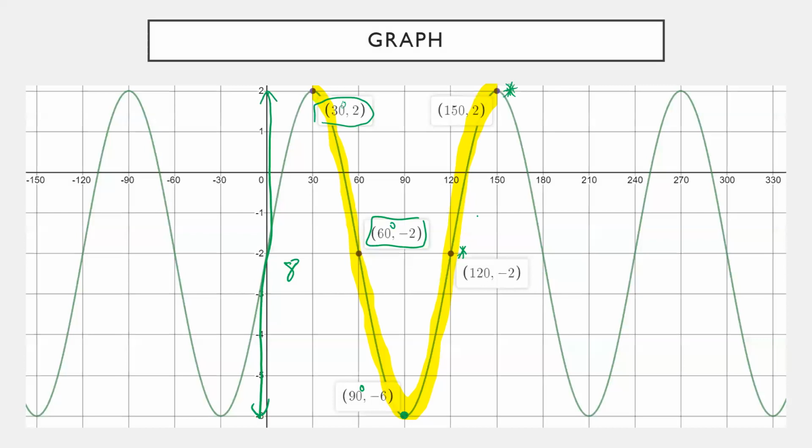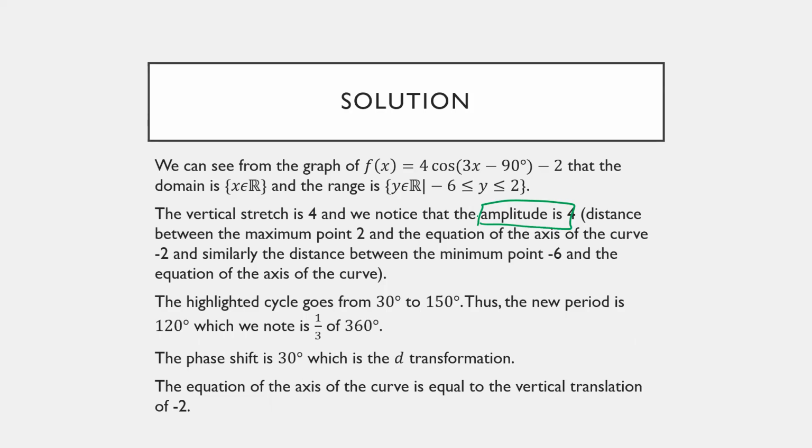The highlighted cycle that we had, so the new cycle that we looked at, instead of looking from 0 degrees to 360 degrees, now we're looking at 30 degrees to 150 degrees. So notice that the new cycle that we're looking at, 30 degrees to 150 degrees, means that our period is actually 120 degrees. So you simply just subtract 150 degrees, where you end, minus where you started. And that gives us a period of 120 degrees, which is 1/3 of 360 degrees.